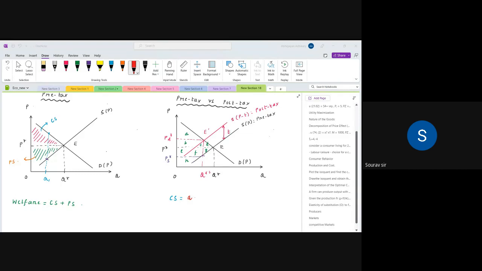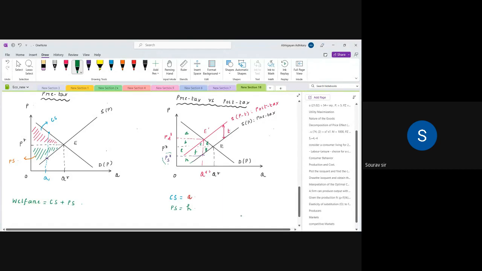What about the producer surplus? B plus... Producers are effectively getting, sorry, what? Go ahead. Someone was saying. I think B plus C. Yes. No, no. Only B and C, no. What is the definition of producer surplus? The area between the supply curve and the price that they are getting, right? So what is the effective price that they are getting? PS star. Yeah. And what is the relevant supply curve? The pre-tax one. So this is simply H.